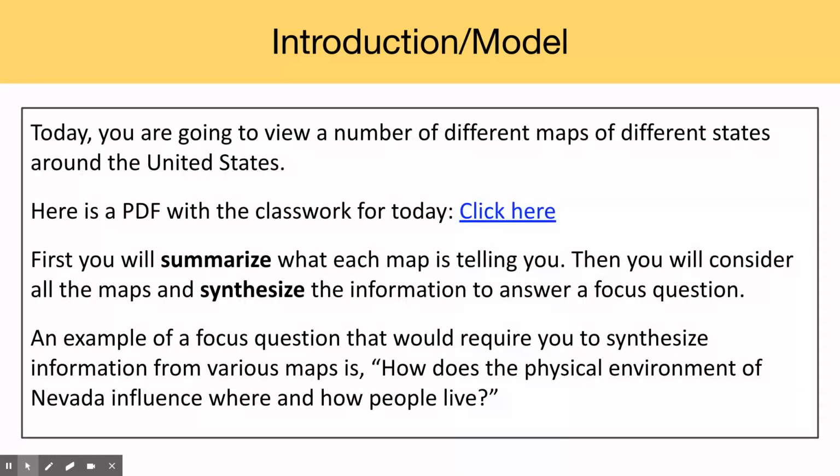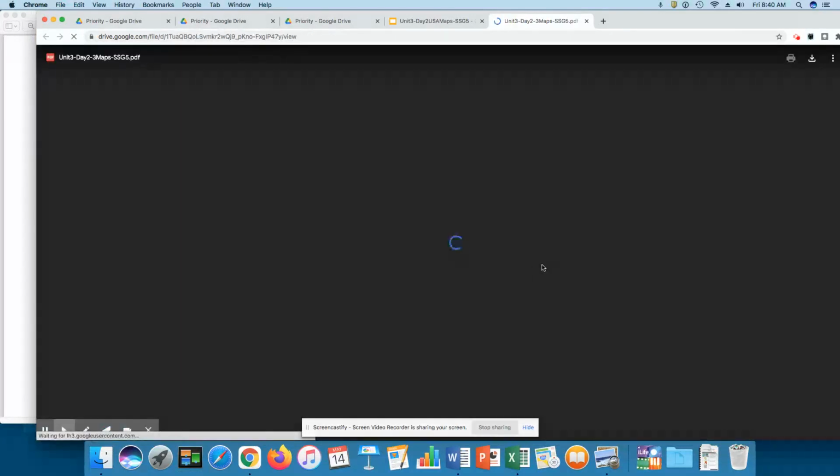Today, we are going to view a number of different maps of states around the United States. And here's a PDF that you can click to view these maps in the classwork for today. First, we're going to practice summarizing what each map is telling us, and then we will consider all the maps and try to synthesize the information to answer our focus question. Our focus question for these maps is to consider, how does the physical environment of Nevada influence where and how people live? If we click the link here, we will be taken to a new pop-up window of the PDF with the activities that we'll be looking at today.